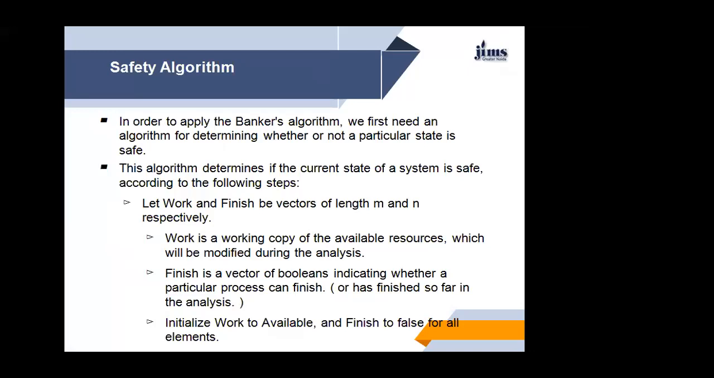Work and finish are vectors of length m and n respectively. Work is a working copy of the available resources, which will be modified during the analysis. Finish is a vector of Booleans indicating whether a particular process can finish or has finished so far in the analysis. Initialize work to available and finish to false for all elements.